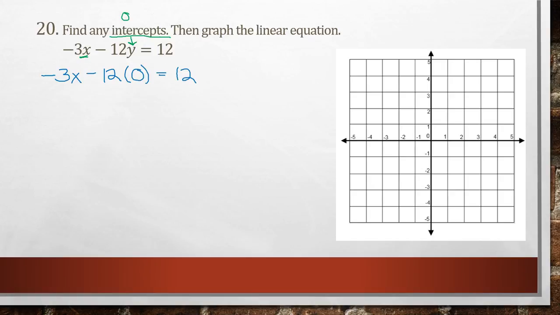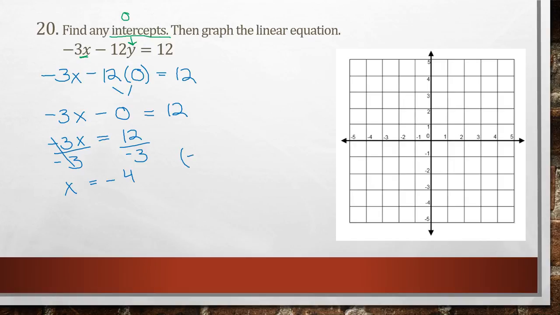So we have negative 3x minus 12, and then for y we're going to plug in a 0, which equals 12. So solving for x, we get negative 12 times 0 is just 0 or gone. So we are left with negative 3x plus or minus 0, doesn't matter, is equal to 12. So let me just rewrite that, taking the 0 out and then dividing by a negative 3 on both sides to get x by itself. And 12 divided by negative 3 is negative 4. So the x-intercept would be a negative 4, comma 0.